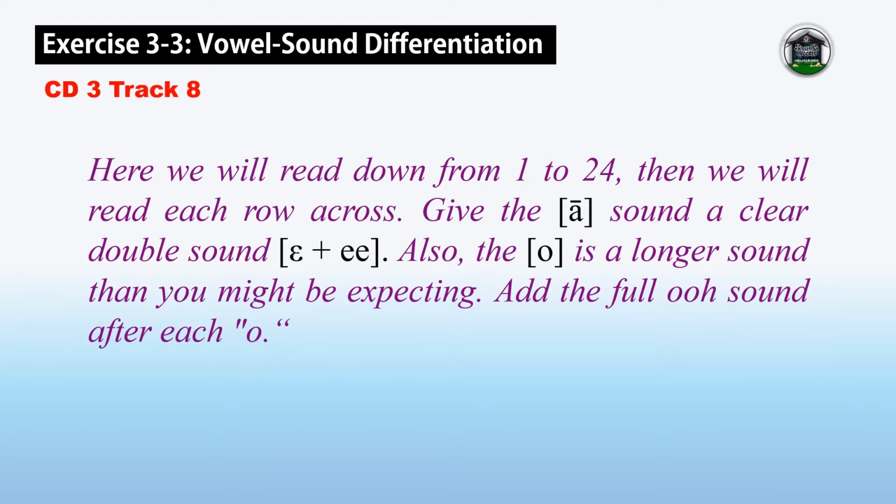Exercise 3-3, Vowel Sound Differentiation. Here, we'll read down from 1 to 24, then we'll read across. Give the A sound a clear double sound, A. Also, the O is a longer sound than you might be expecting. Add the full oo sound after each O.